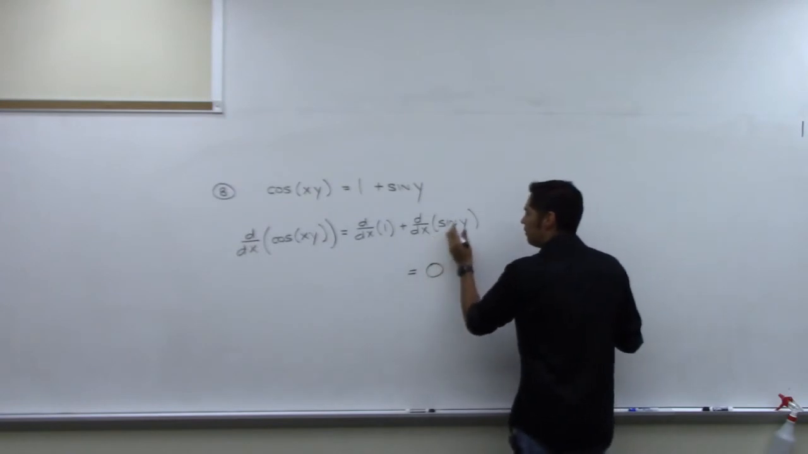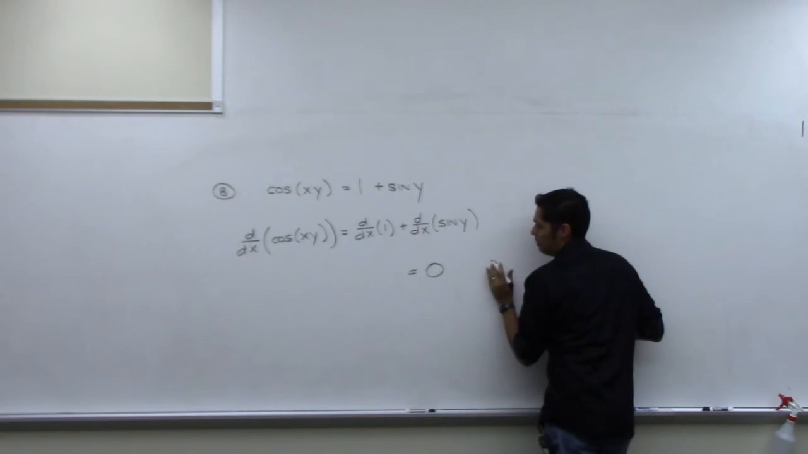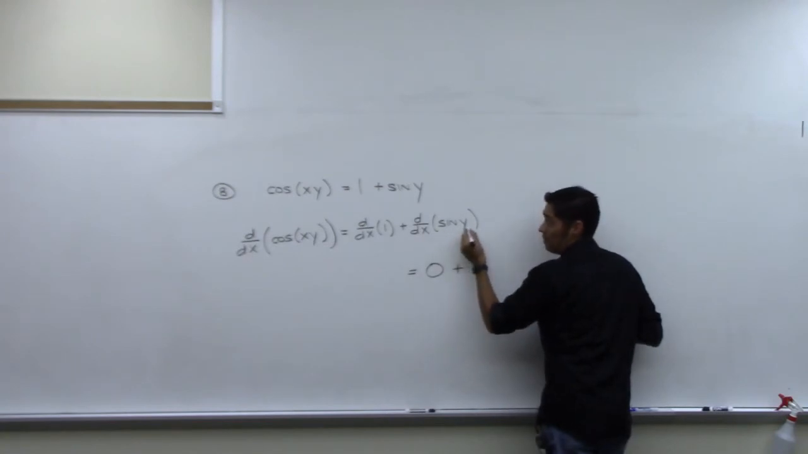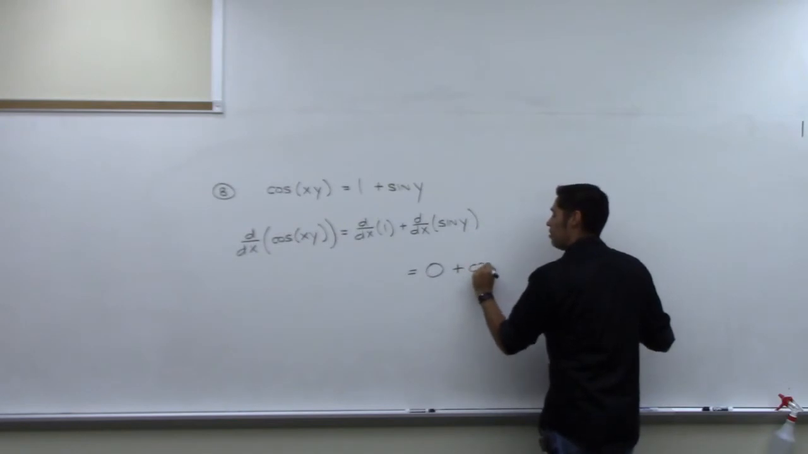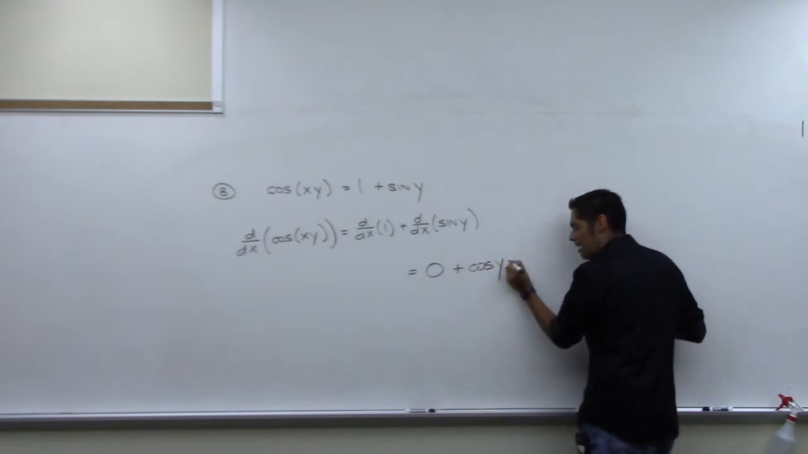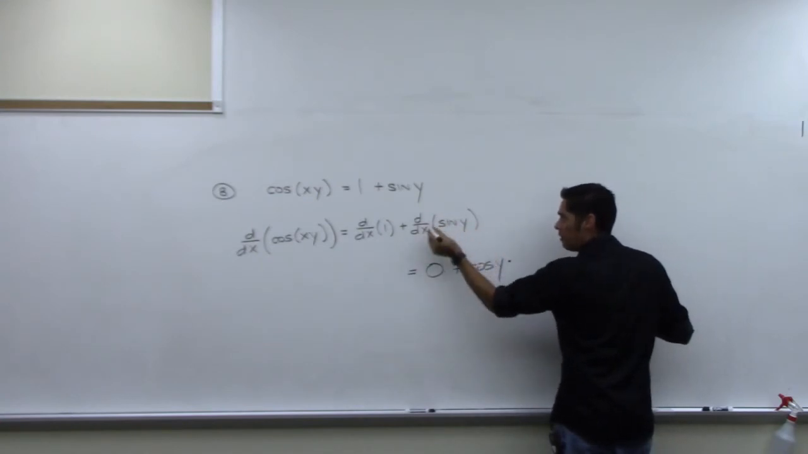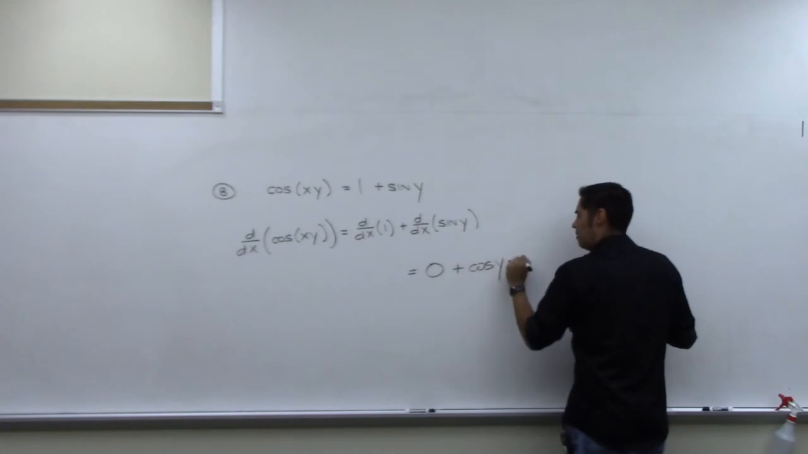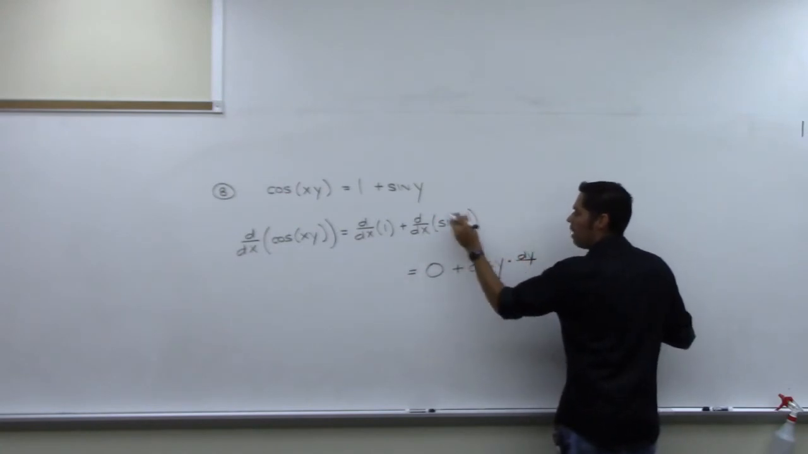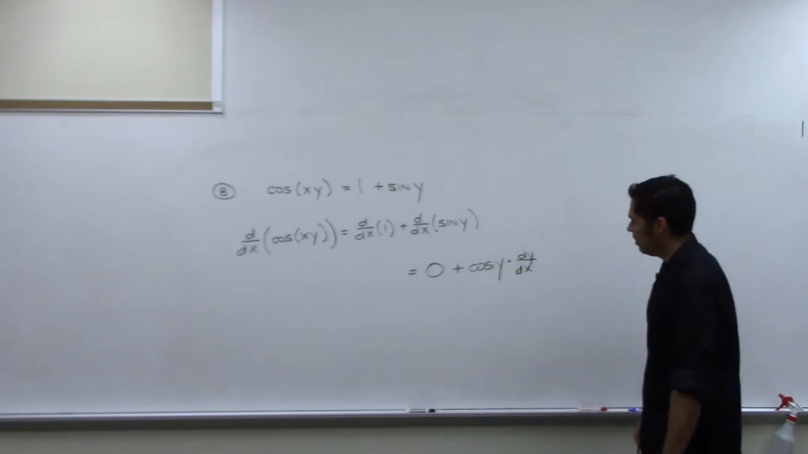Now, the derivative of sine of y, this is x, this is y, so it's not going to be your standard derivative. What we do know is that the derivative of sine of something is cosine of it. So I must do chain rule. Cosine of y first, then times the derivative of what's in here. And so what is the derivative of y with respect to x? It is dy dx.